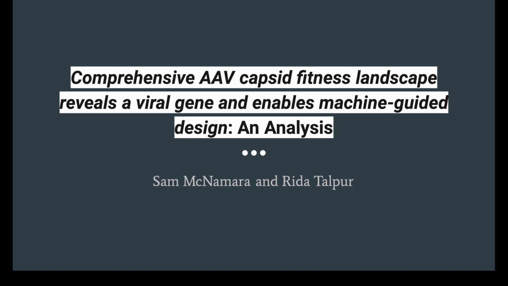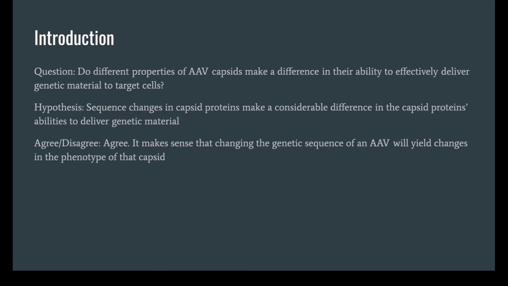This week we looked at AAV capsid fitness and how different properties of AAV capsids can determine their ability to deliver genes for gene therapy purposes. So the question asked by the paper we looked at this week was, do different properties of AAV capsids make a difference in their ability to effectively deliver genetic material to target cells?